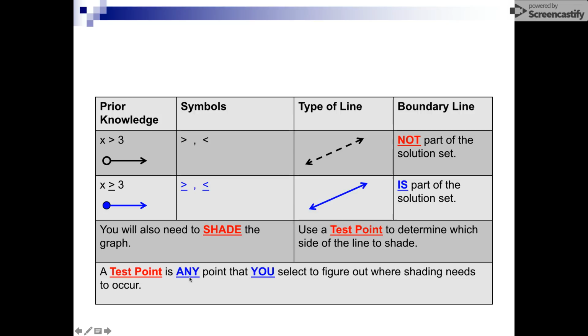Let's talk about a test point, one more piece. A test point is any point that you select to figure out where shading needs to occur. Okay, so if I'm going too fast, what I want you to do is to pause the video and copy down all that information, and then we can move forward.